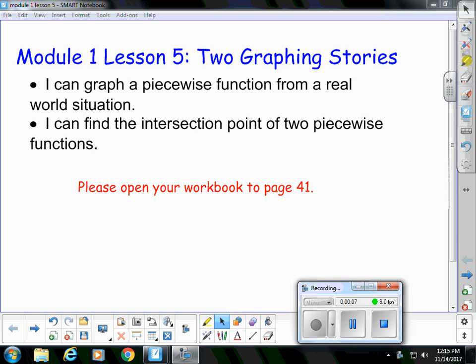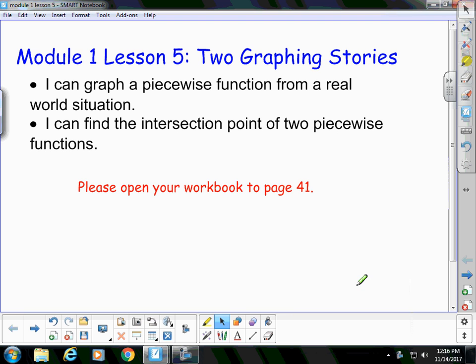Lesson 5, two graphing stories. In this lesson, we're going to graph piecewise functions from a real-life situation or an elevation versus time graph from a real-life situation. And we're going to actually find the point of intersection because we're doing two different graphs on the same coordinate plane.